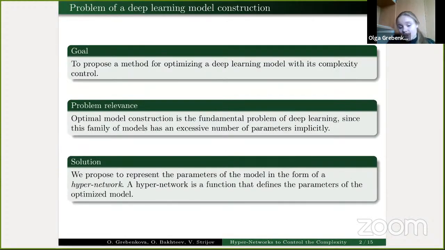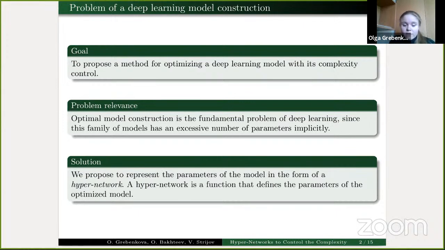Okay, the work researched the problem of deep learning model selection. Optimal model construction is the fundamental problem of deep learning, since this family of models has an excessive number of parameters implicitly. Since the problem of deep learning model selection and optimization is computationally expensive, we propose to consider not a distinct model for optimization, but a family of models that can be parameterized with a desired model complexity parameter. We propose to represent the parameters of the model in the form of a hypernetwork.